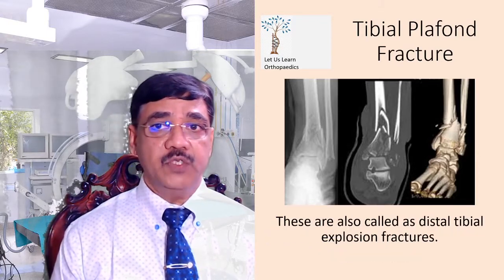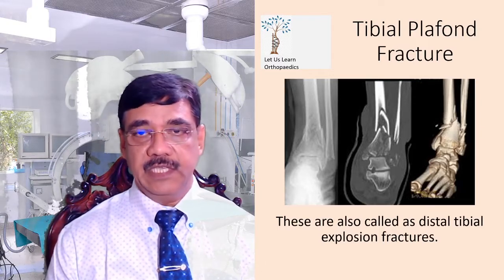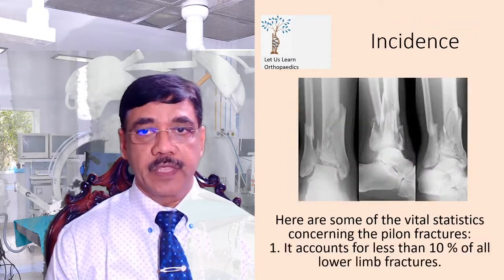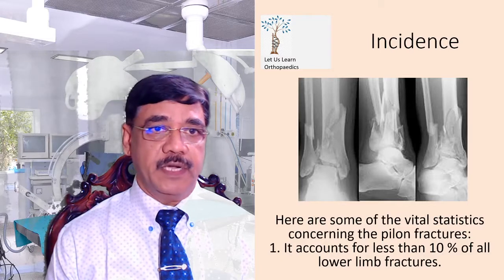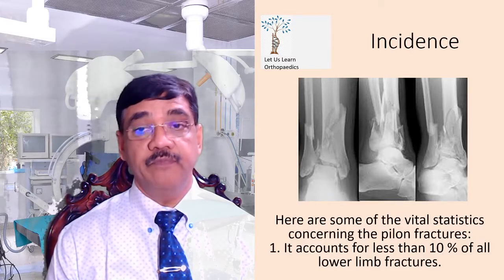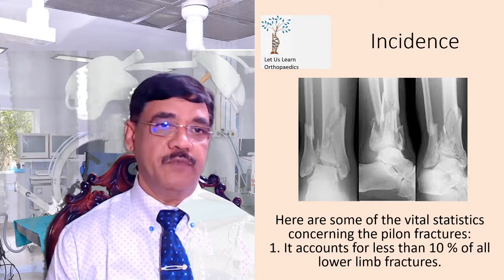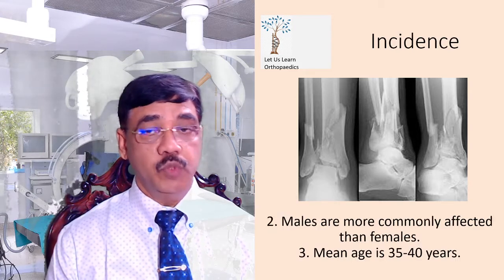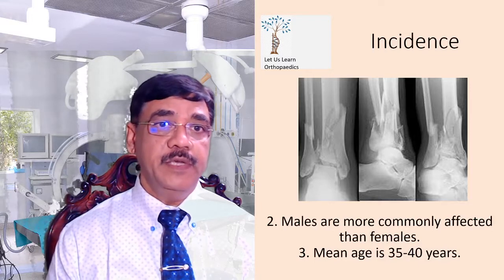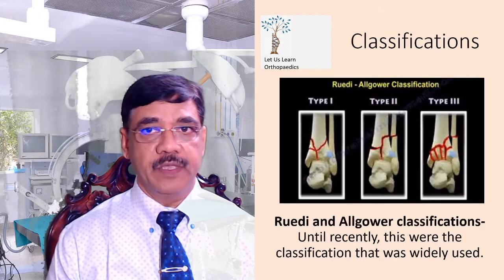These are also called distal tibial explosion fractures. You can see in this diagram how the distal tibia is exploded. Coming to the incidence, here are some vital statistics concerning pilon fractures. 1. It accounts for less than 10% of all lower limb fractures. 2. Males are more commonly affected than females. 3. Mean age of involvement is 35 to 40 years.